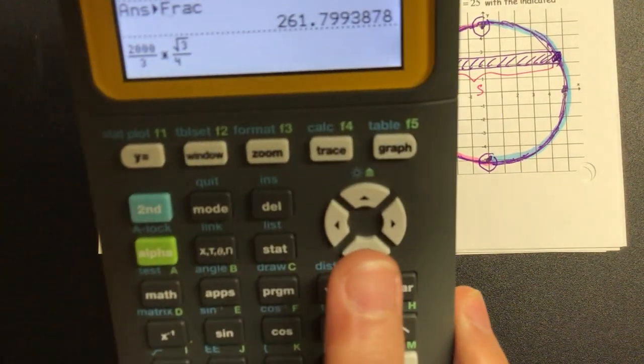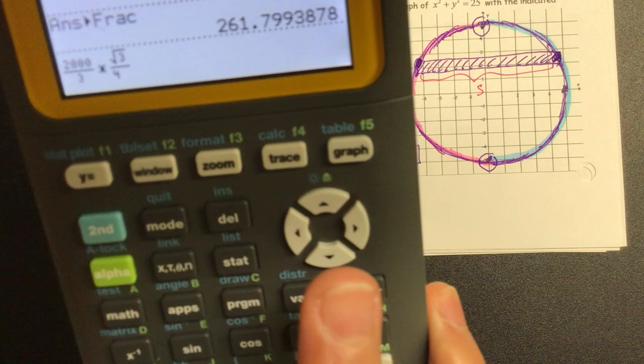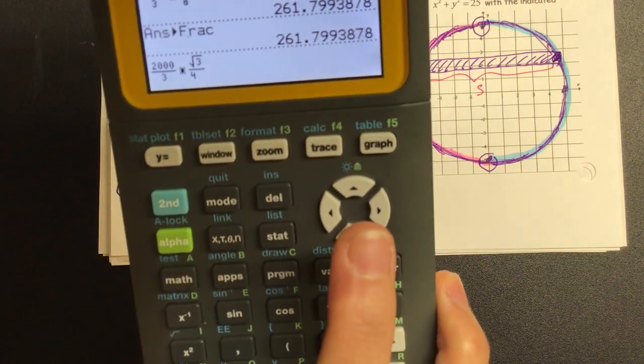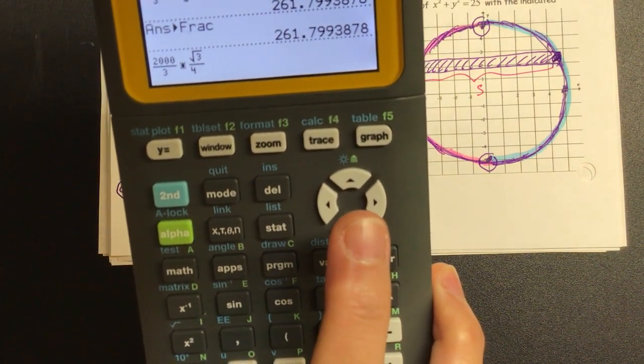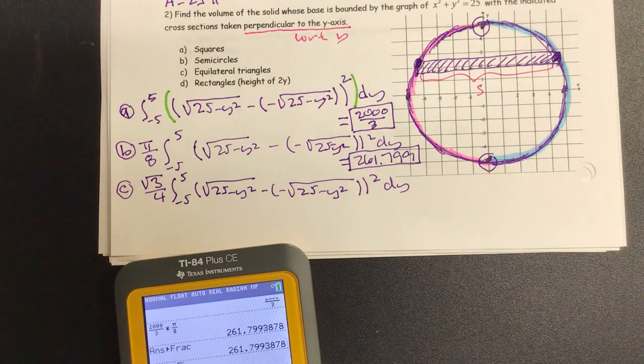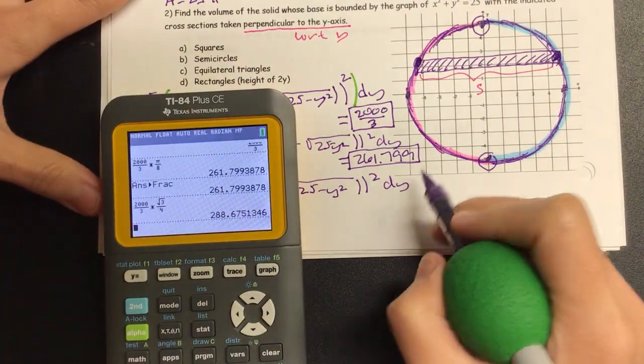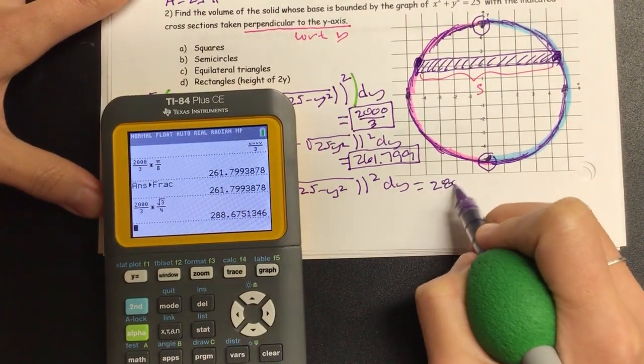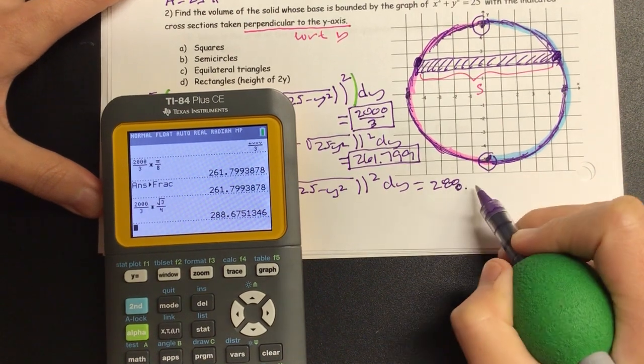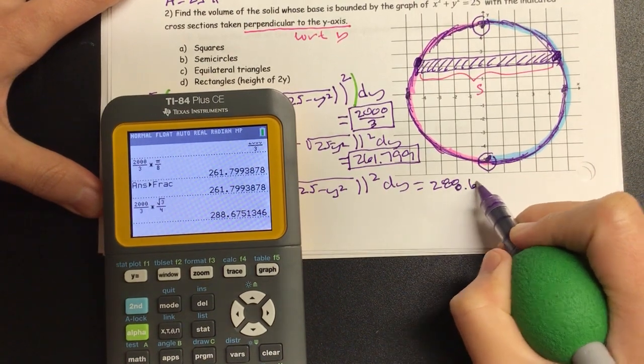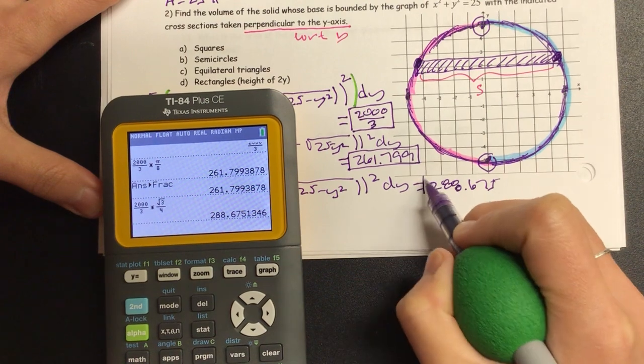So here's what I have. I got 288-ish. Did you? Yes, ma'am. 288 point, how would I round that number? 675. 675. Beautiful.